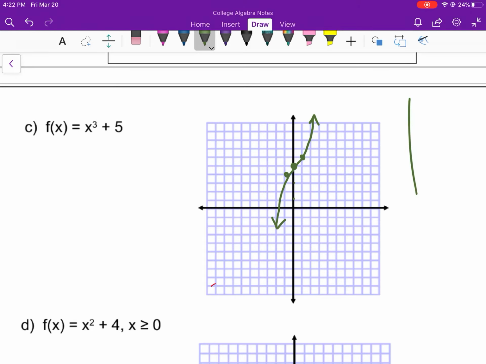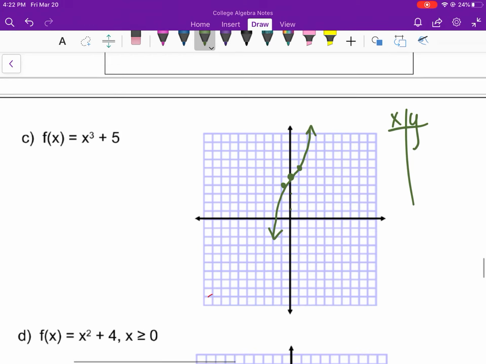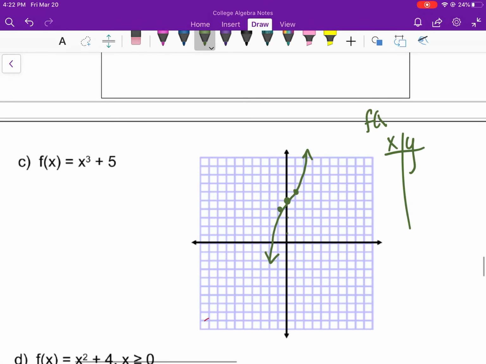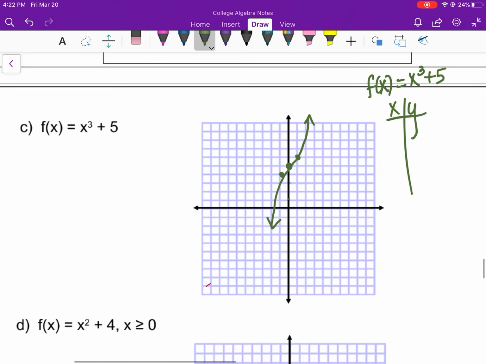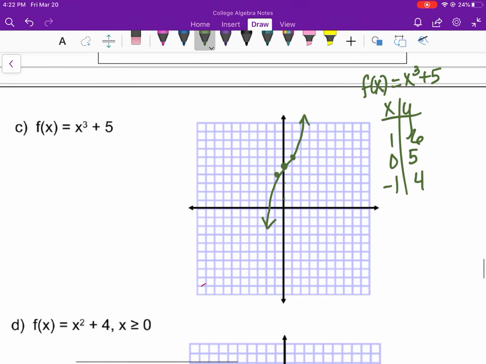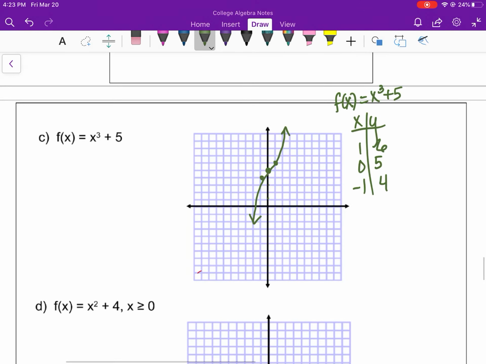Now, if you need to, you can go ahead and do an xy table for f of x. I didn't need one because I know x to the third does that, and it's up 5. But if you struggled there, 0, 5, 1, 6, negative 1, 4. Those are the points I used. It is going to pass the horizontal line test. It is 1-to-1. So what we're going to do here is we're going to find the equation of our inverse.